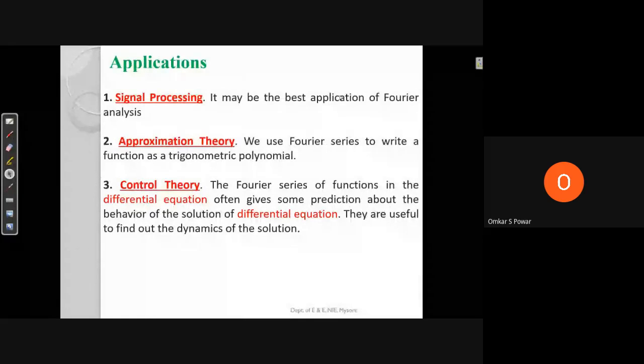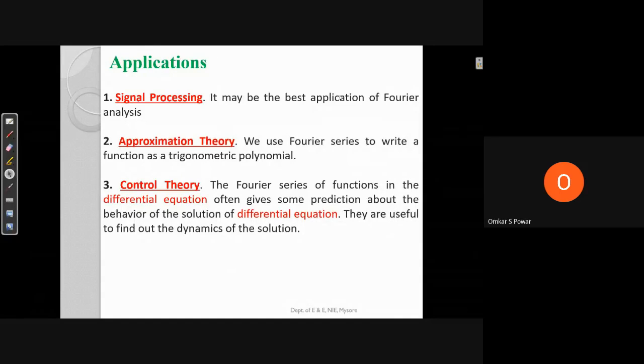First, signal processing. I have shown you image processing, etc. Then in approximation theory, they will use this for trigonometric polynomials and all. Then control system. There is a subject called control system which you have in your exam. That's very important, so you have to understand this Fourier series and apply it there. For differential equations and difference equations, they are used to find out the dynamics of the solution.